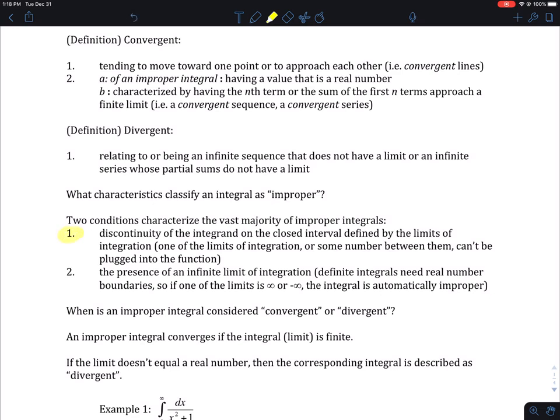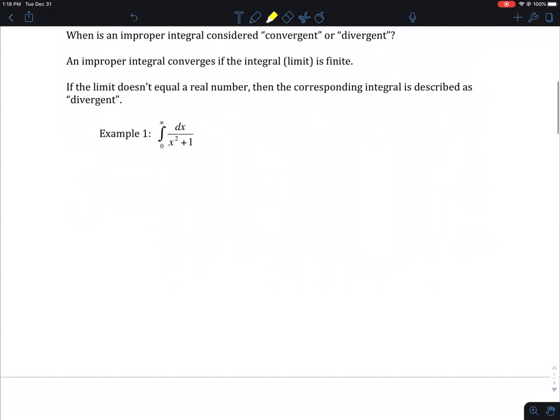Or if one of the limits of integration is negative infinity or positive infinity, or you could be going from negative infinity to positive infinity. And what you're going to try to do is evaluate that integral. If that integral cannot be evaluated, then we call that integral divergent. If we can evaluate that improper integral, then we say that it is convergent, and it converges to that evaluation number. So let's go ahead and take a look at this first example.